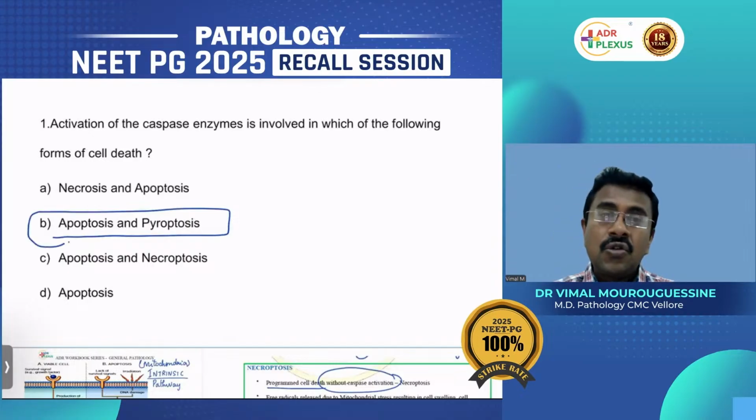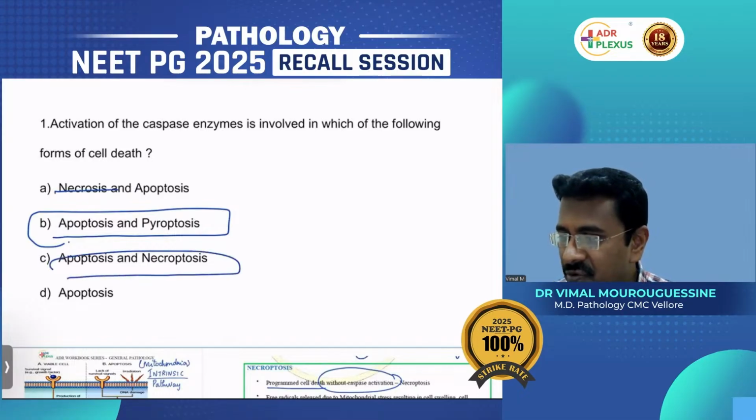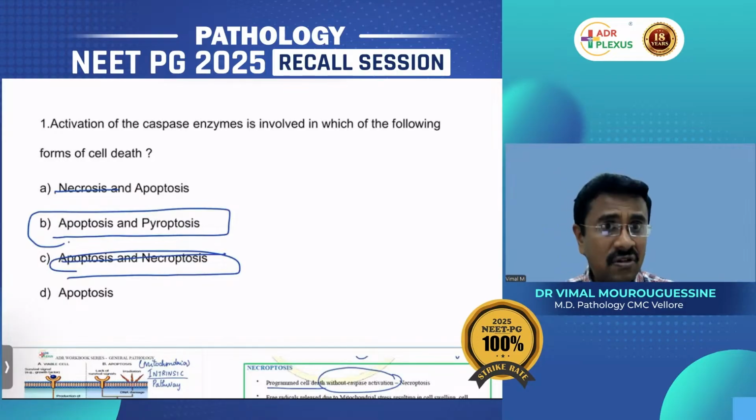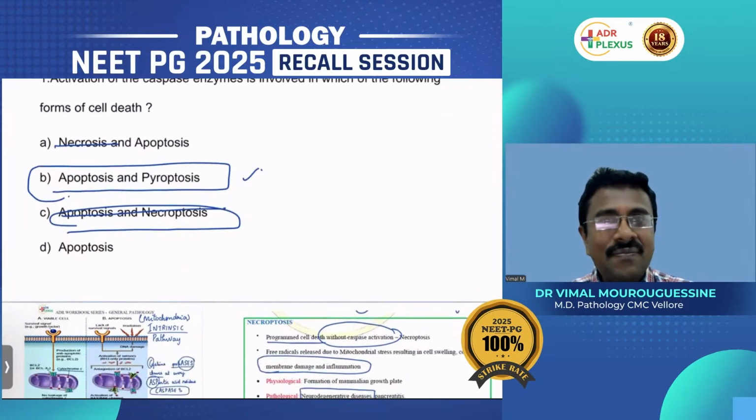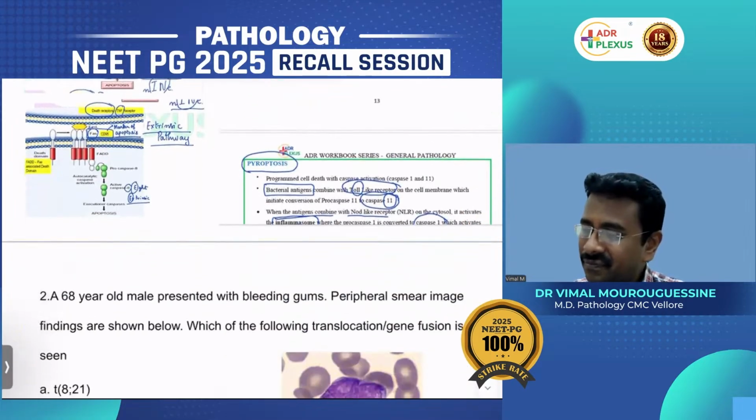In necrosis, caspase will not play a role, and in necroptosis also caspase will not play a role, as necroptosis is a caspase-independent process. So when apoptosis and pyroptosis are given together, we prefer this as the best response. The proof for the same thing we have discussed at many places in our workbook, you can see here.